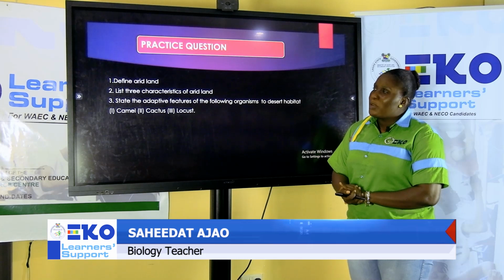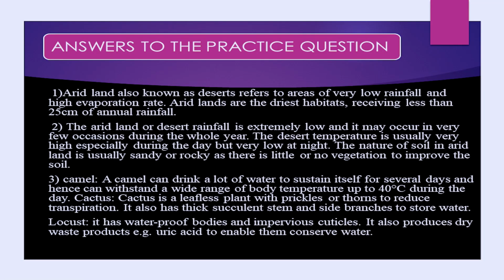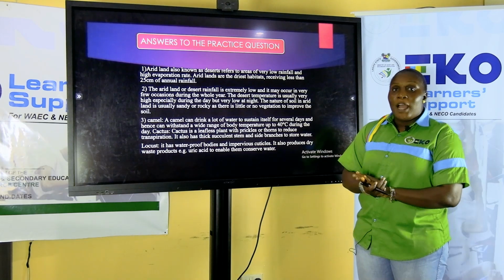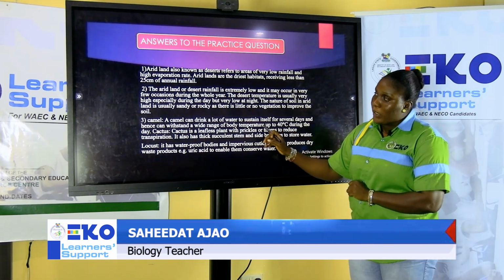The question number 1 says define arid land. I said arid land is also known as a desert that refers to area of low rainfall. Don't forget, this is an important word. Low rainfall and high evaporation rates. You can also say that arid lands are the driest habitats, receiving less than 25 centimeters of annual rainfall. Are you checking with what you've written down? And mark if you are correct.